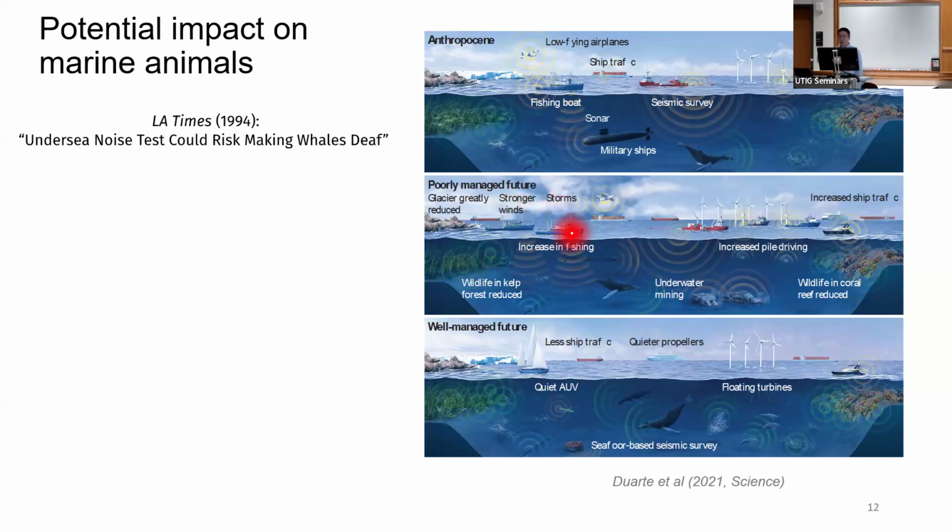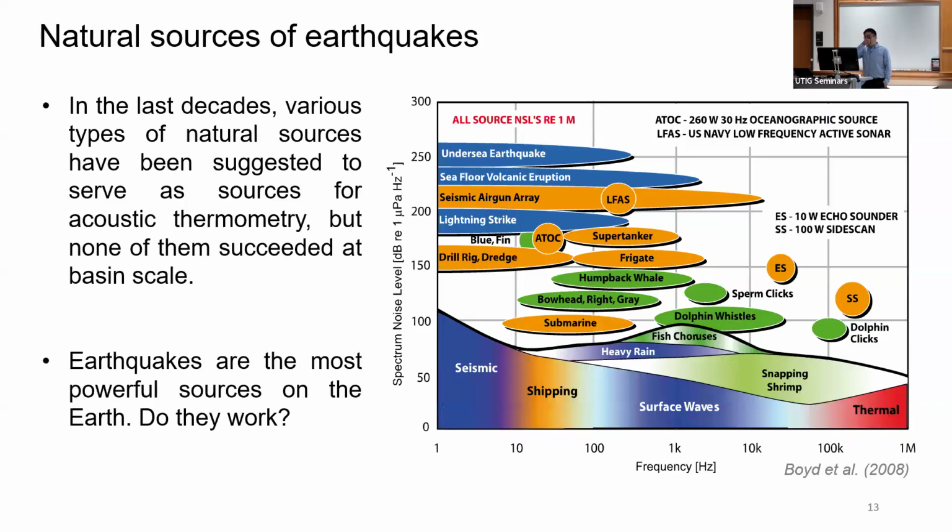The right figure here shows different acoustic sources in the ocean. You can see there are all kinds of acoustic sources. We're ready to think about how to better manage these acoustic sources in the ocean, just for the health of the ocean ecosystem. If we are not allowed to use active sources to do ocean thermometry, do we have other choices?